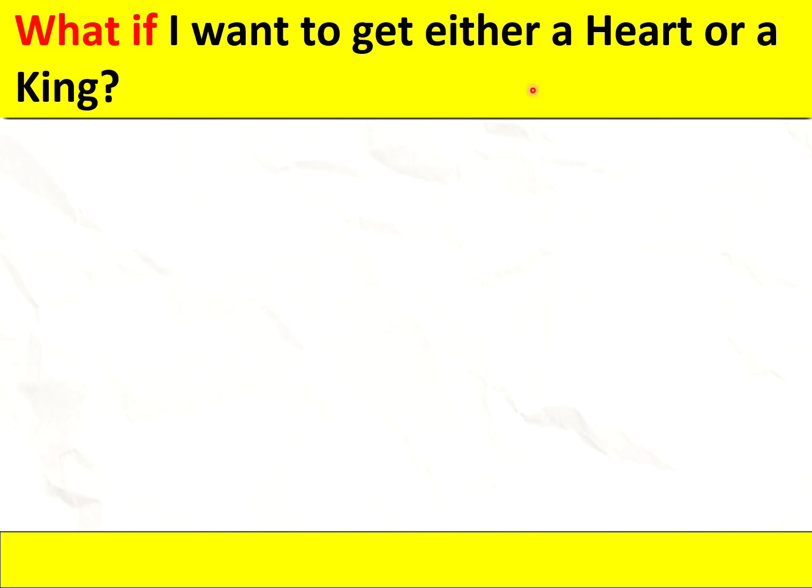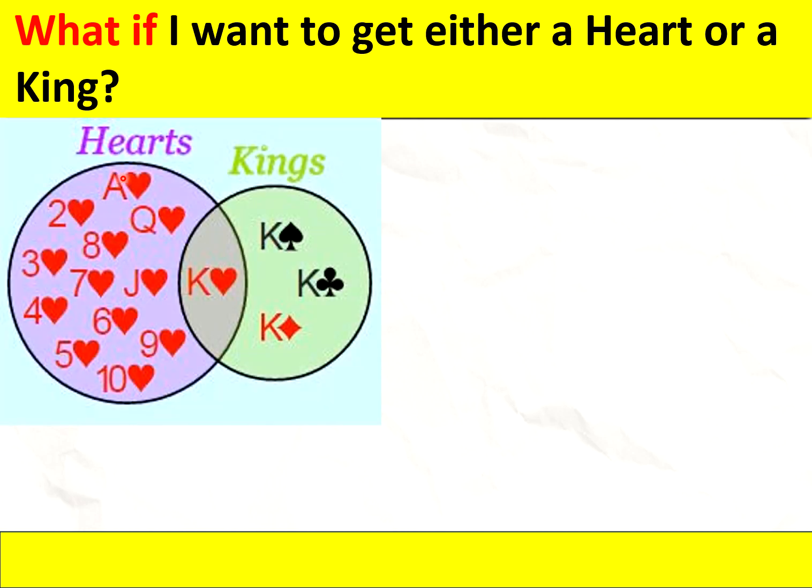Let's take a look at another scenario. What if now I want to find the probability of getting a heart or a king? Let's again use a set diagram to help us visualize. Over here, in total I have 13 hearts and 4 kings.